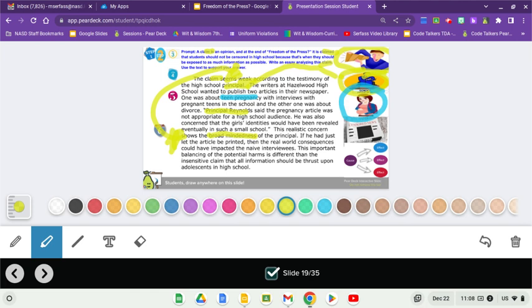If he had just let the article be printed, then the real world consequences could have impacted the naive interviewees. So let's go ahead, and there's the censored paper there, and there's the interviewee, the pregnant teen. This important balancing of potential harms is different than the insensitive claim that all information should be thrust upon adolescents in high school, right? In other words, thinking about that cause and effect. I'm going to get that whole last sentence where they say this important claim. Please take a moment to make your screen look like this one.